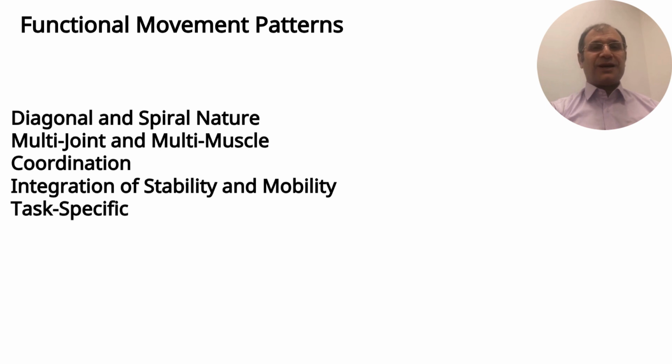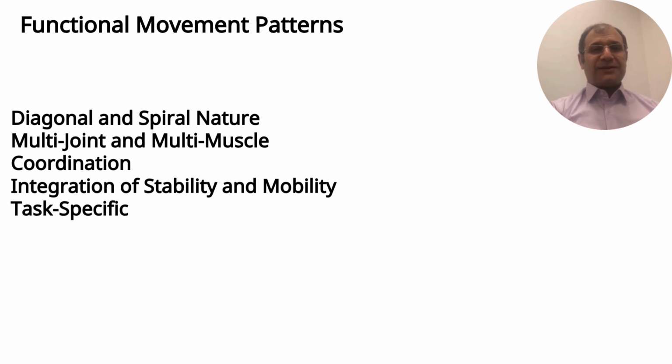Functional movement patterns are diagonal and spiral movements that mimic natural everyday activities. These patterns involve multiple joints and muscles working together in a coordinated manner to perform tasks such as reaching, walking, lifting, and throwing. Key characteristics of functional movement patterns are: 1. Functional movement patterns are of diagonal and spiral nature. They are not straight-line movements. They follow diagonal and spiral pathways that reflect the natural biomechanics of the body. For example, reaching for an object on a high shelf involves a combination of shoulder flexion, abduction, and external rotation.